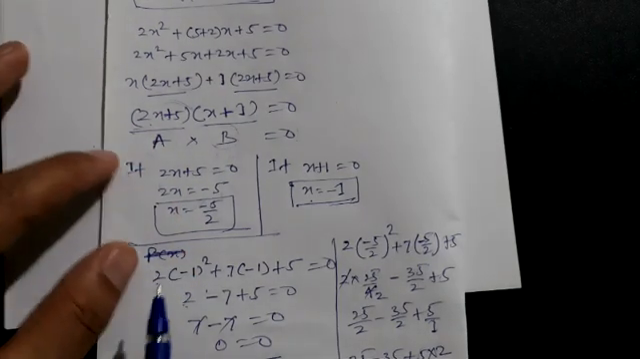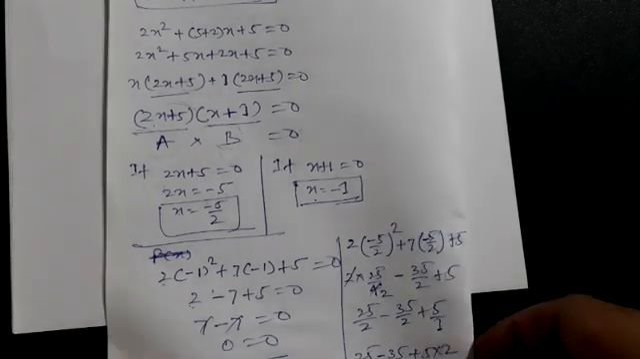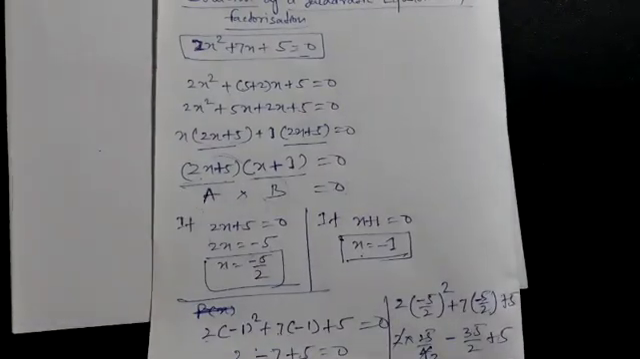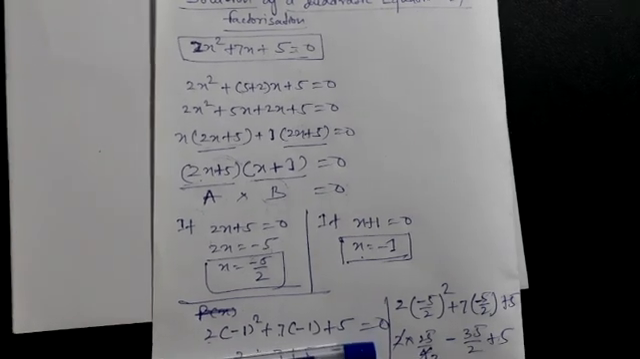So I hope you understand this. We have two zeros for this quadratic polynomial. For each and every quadratic polynomial, two zeros will be there. So I hope children you understand it. So you practice these questions and ask me doubts.